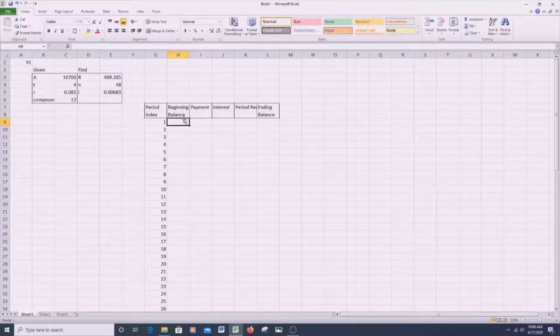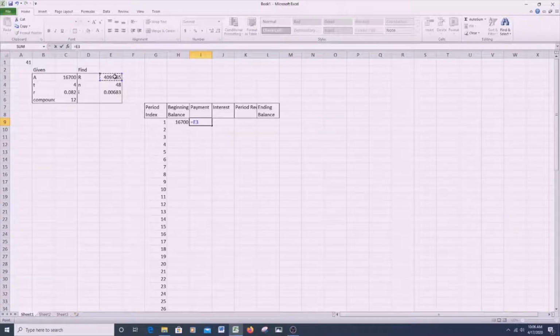Now the first beginning balance, you use the starting loan amount, so that's going to be that. The payment is this payment here, which is going to be fixed. So you want to add the dollar signs. I did that by cycling through F4. Alternatively, you could also just type in the cell reference or add them manually.